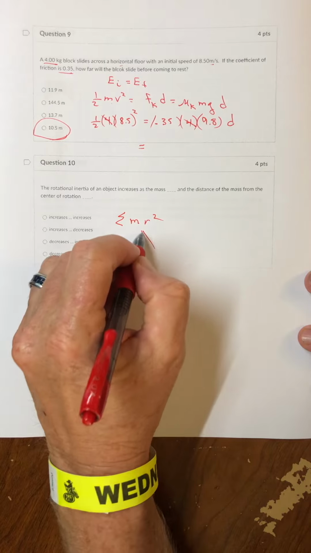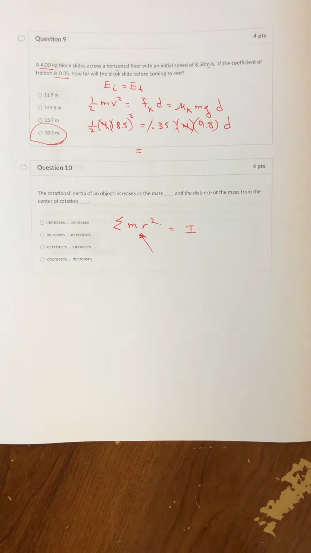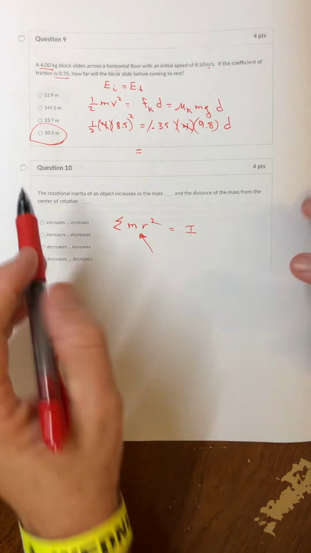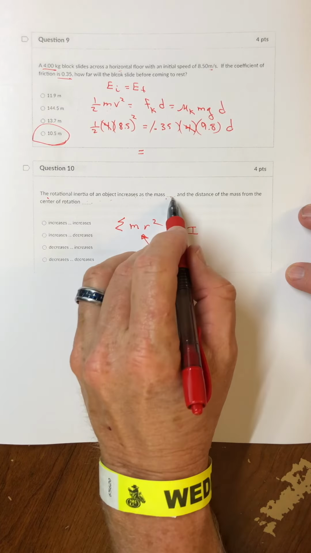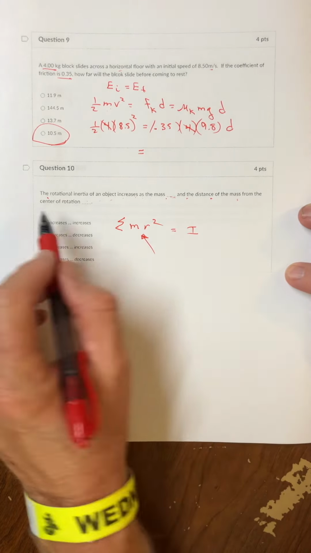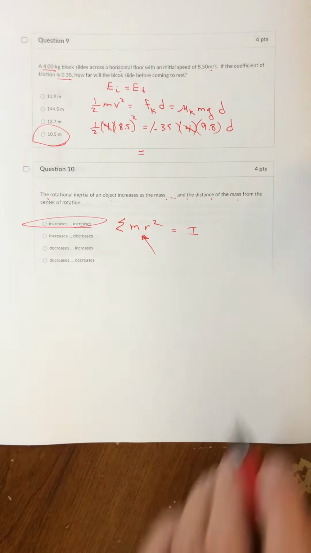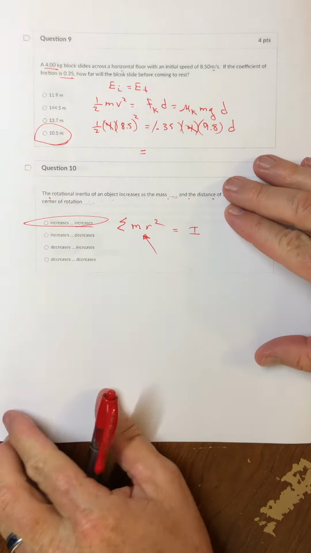But in either case, the whole point of the moment of inertia I was to tell you its resistance to change. And of course, more mass makes it harder to change, but also at a greater distance away. And so that's what it says here. The rotational inertia of an object increases as its mass increases, and its distance from the center of rotation increases. So I guess A would be the conceptual picture of that.